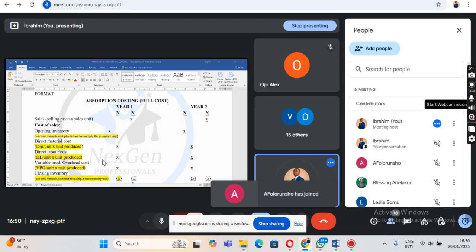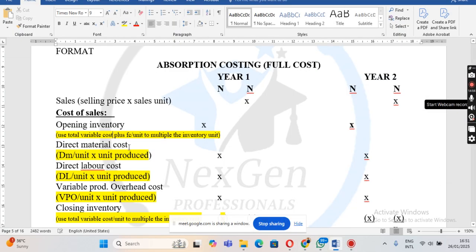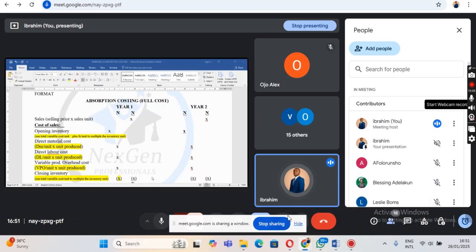Now you can see here that opening inventory, we will not do determination of opening or closing inventory here because we have actually done that in marginal costing, right? The only thing we will do is the addition of total variable cost per unit. Let me quickly indicate, because if not, we'll use the total variable cost instead of total variable cost per unit. Total variable cost per unit, right?